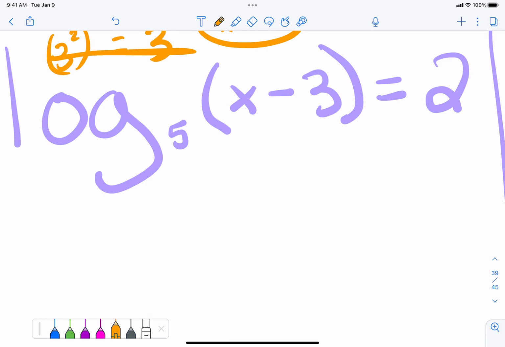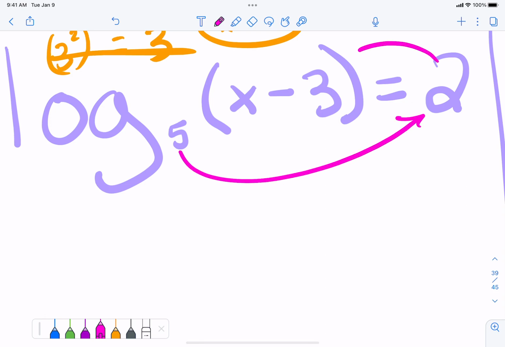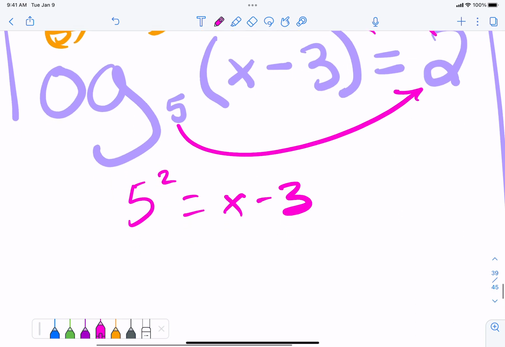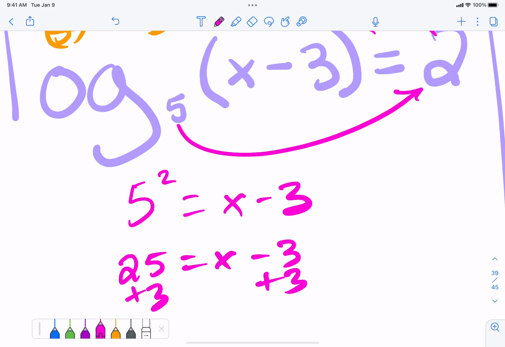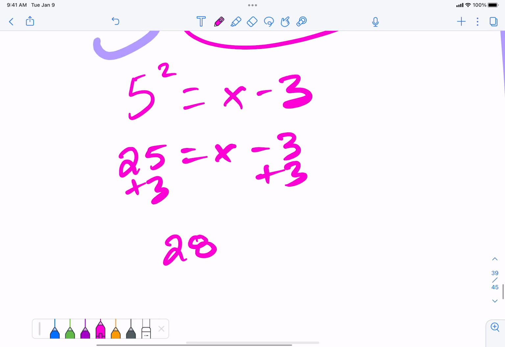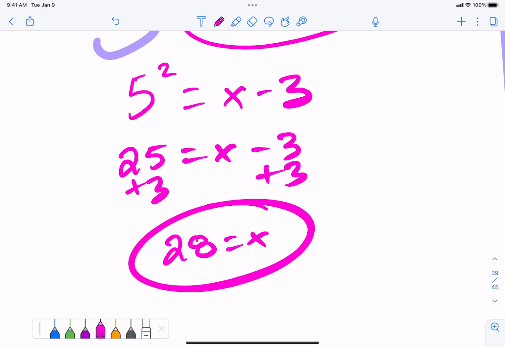I have less work. All right, just so we have the answer on the video, some of you are getting the right answer. You make an exponential function, so 5 squared equals x minus 3. Oh wait, 5 squared is 25, and then you add the 3, which is 28. Good? Perfect. Very good.